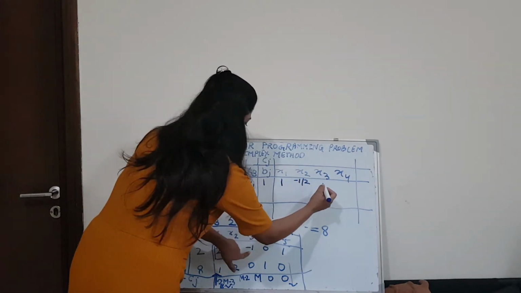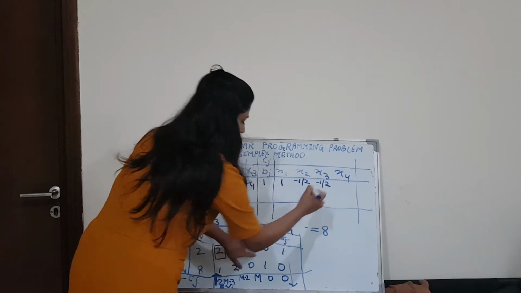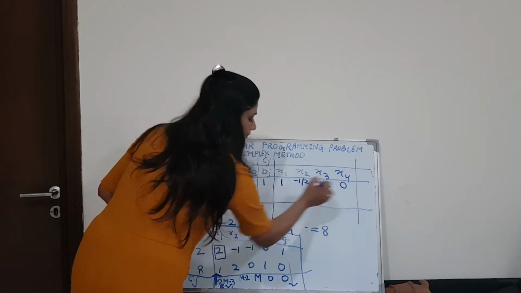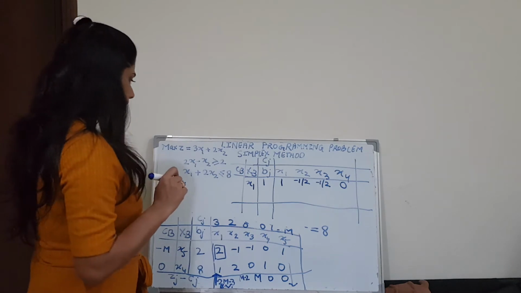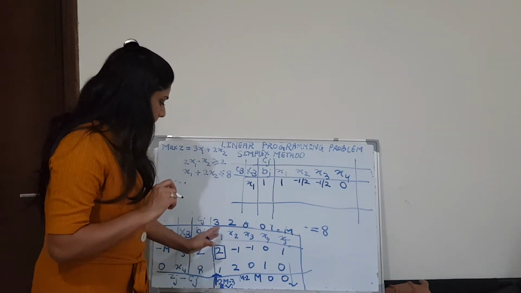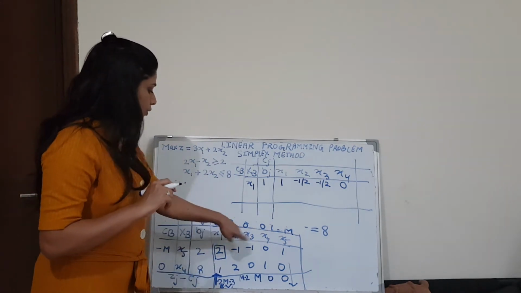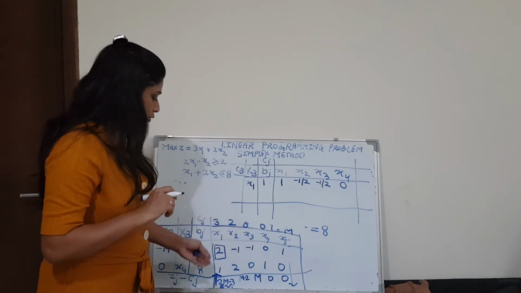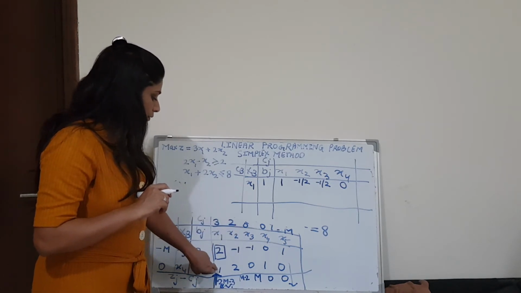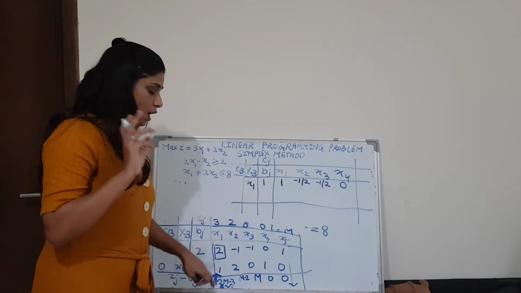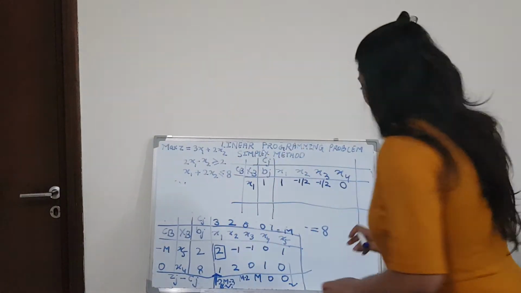Minus 1 by 2. And here is 0. Now the upper and below: no equation is on the upper side, so the lower side is one equation. So now we will make 0 here. How will we make it? We will just give names.